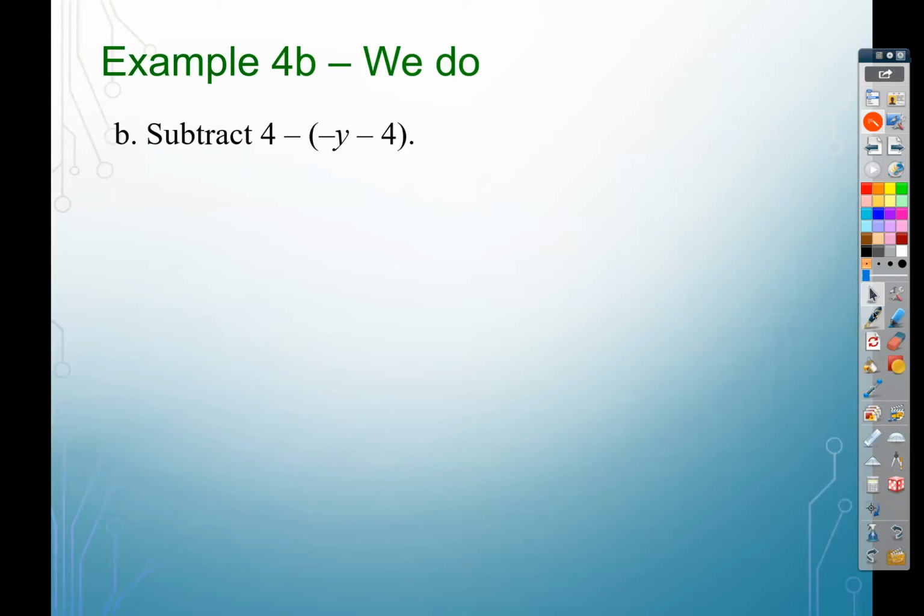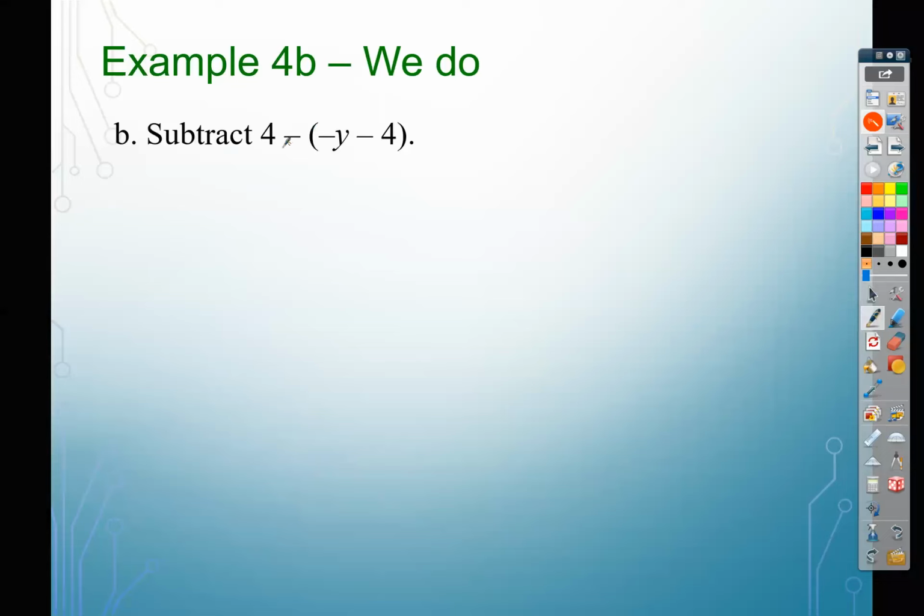All right, in 4b, when I write this, I like to say 4 minus a negative would be plus y, minus a negative 4 would be plus 4. So I kind of distribute my negative. That's what it was talking about in those notes that they gave us. So basically, I like to distribute my negative. In this case, I would get y plus 8 because 4 plus 4 is 8.